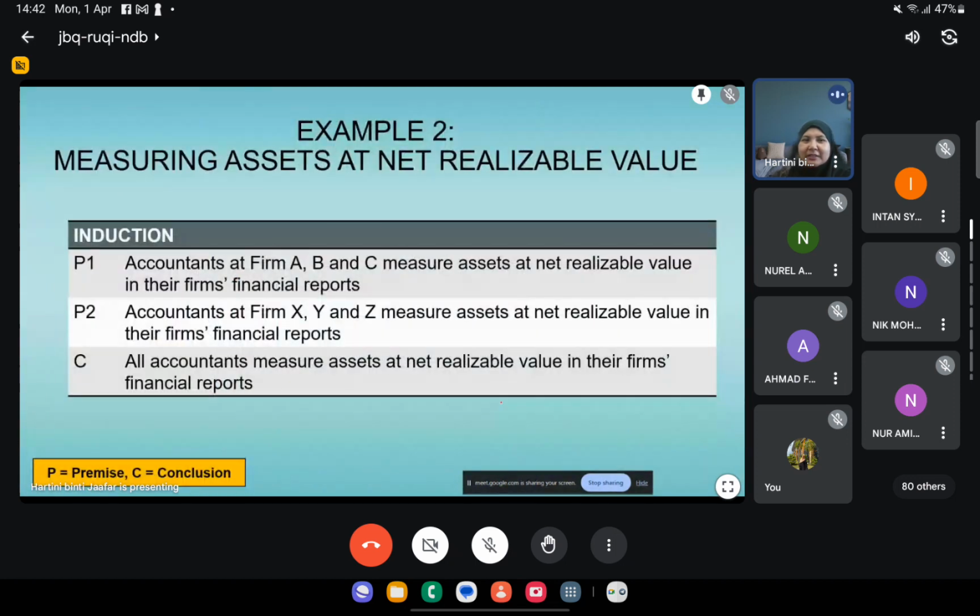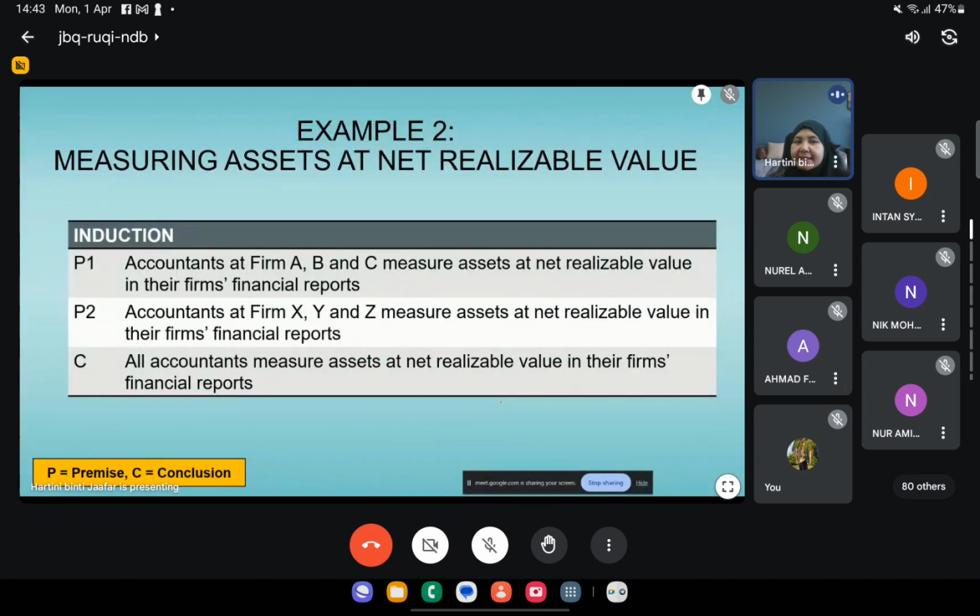Okay, so itu contoh yang sangat simple lah, sangat simple on what the differences are between inductive and deductive approach to the development or the formulation of accounting theory.